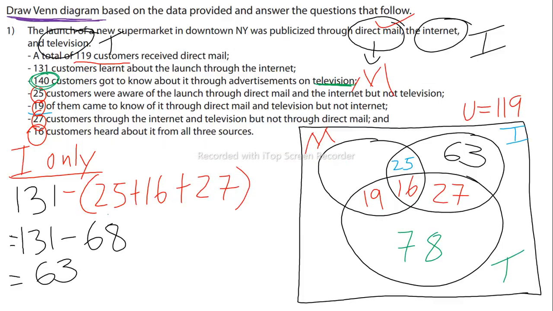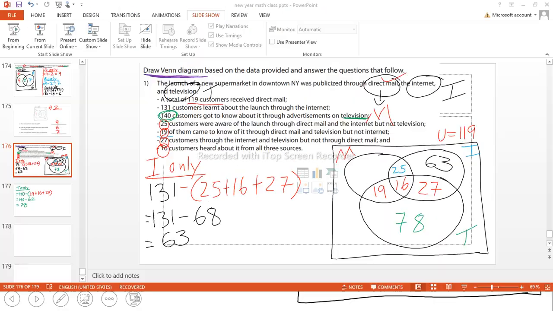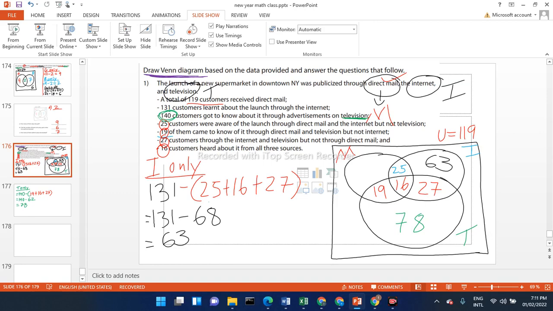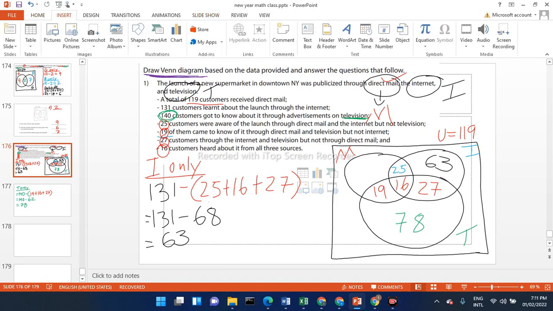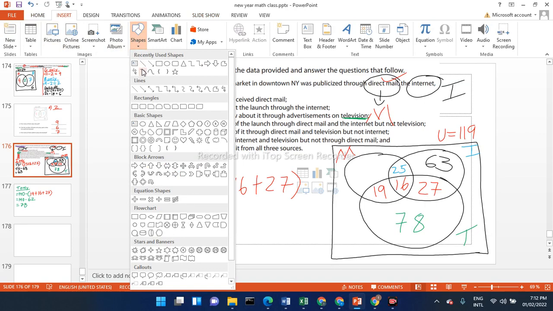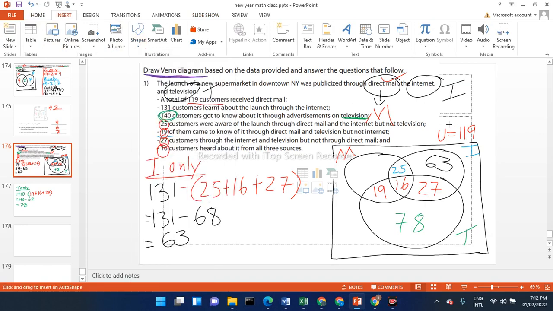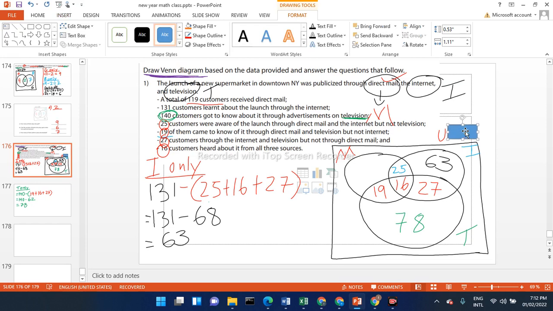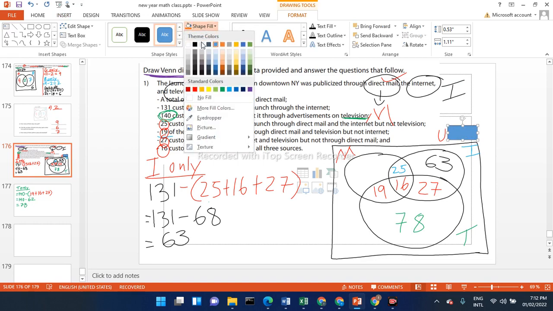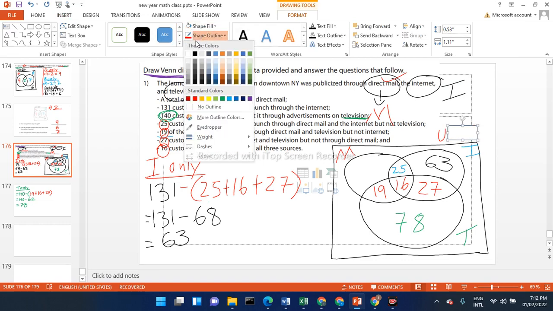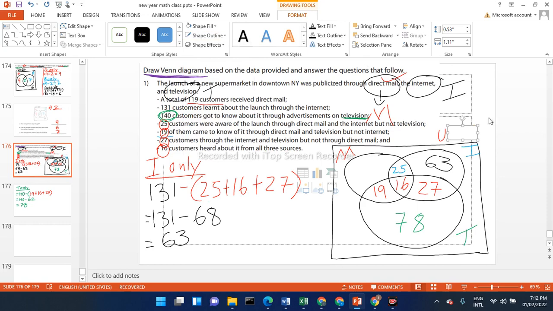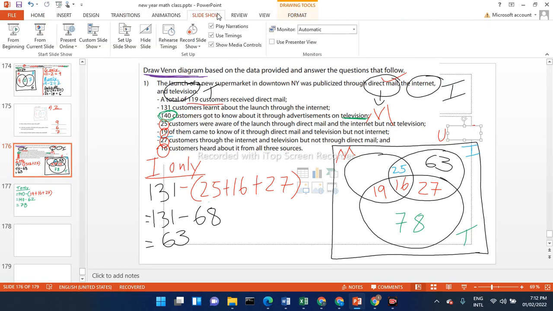So first of all, I was asking if we would have to figure out the universal set once we've already filled in the data. Yes, that's what we have to do. So U is not equal to 119. So change that for me, because we don't know what the universal set is yet. But we know we have one, we just don't know what it is yet.